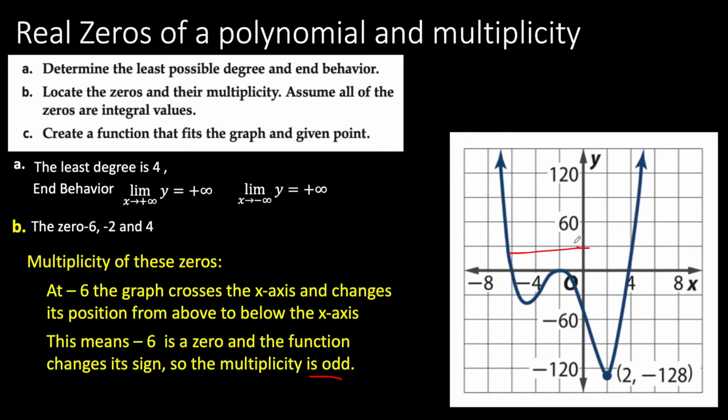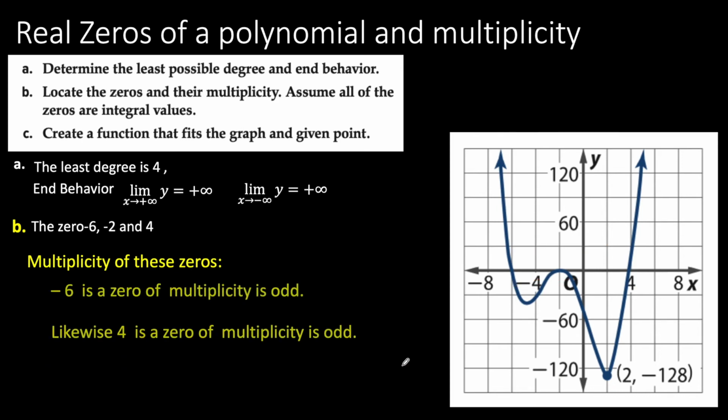Here the sign is positive at this set of points. So y is positive, which means the function is positive, and below the x-axis y is negative. That means the function takes a negative sign. That's why we say it changes sign. So the multiplicity is odd. This is a rule: if the function changes sign, the multiplicity is odd. Same happens with 4. It crosses and changes position. That means the multiplicity is odd because the function changes its sign.